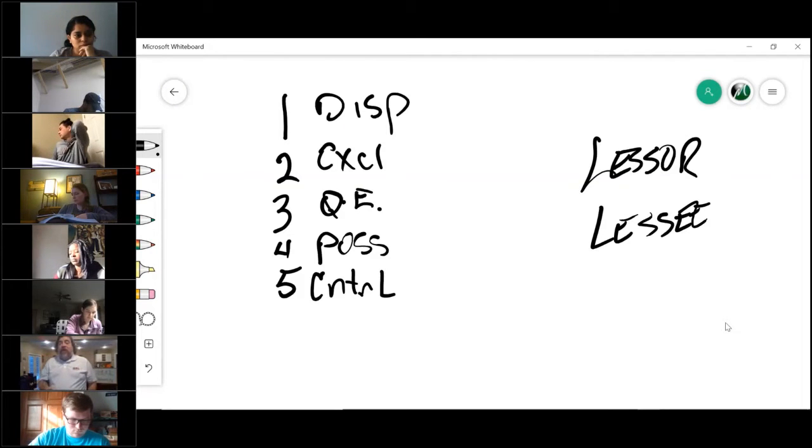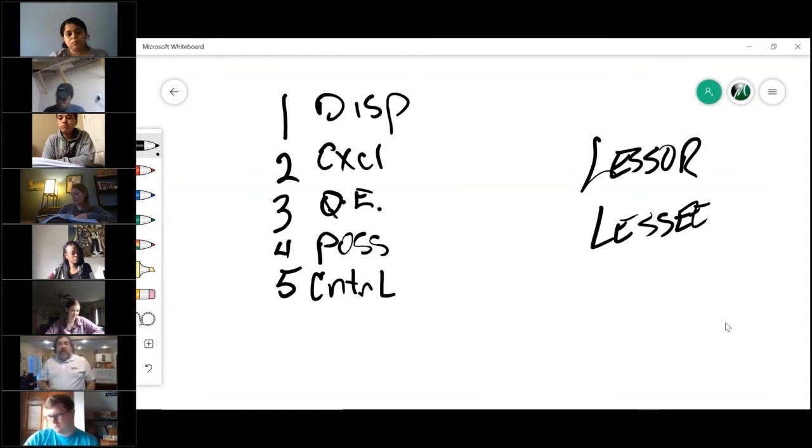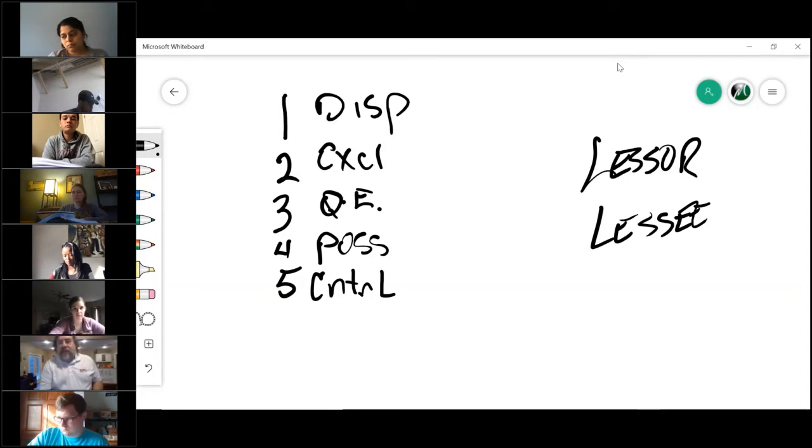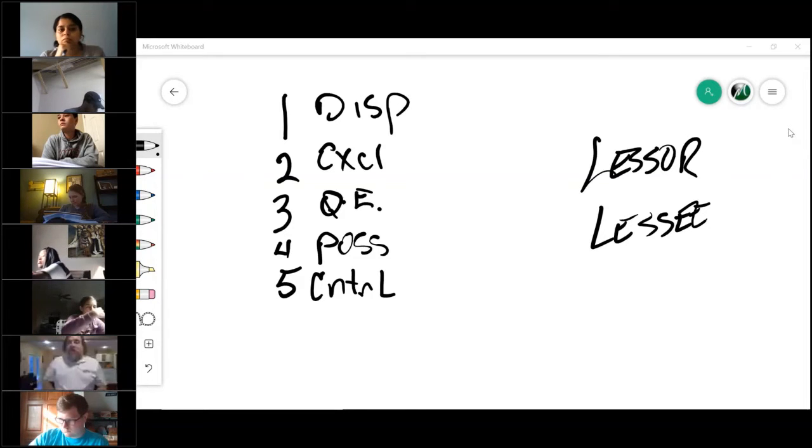So let's go over these real quick and see which ones the lessor actually will transfer. Does the lessor transfer the right of disposition to the lessee? The answer is no, they do not transfer that right. The tenant does not have the right to get rid of the property. That is one right that the lessor keeps.